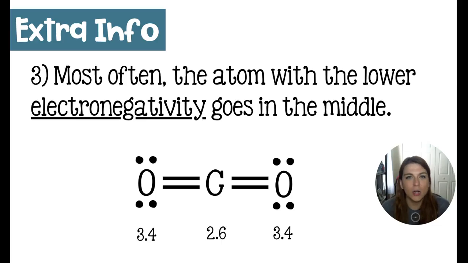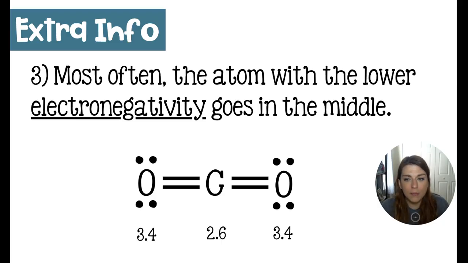Like I was saying before, in a chemical formula, a lot of the time the element that's listed first is going to be drawn in the center. But another way that you can more or less figure out how the drawing is supposed to look is that the atom with the lower electronegativity is typically going to be in the middle.